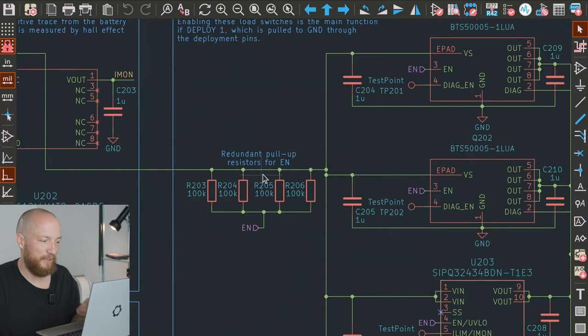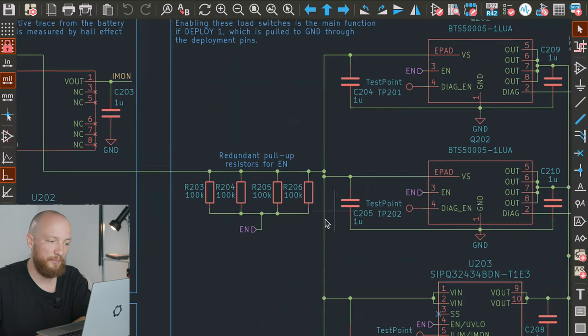Also, by the way, connected to this VBAT line is the enable flag, which we are going to use in a bit. It is pulled up by four individual resistors with the idea that three of these can fail and we still get a good pull up on this pin.